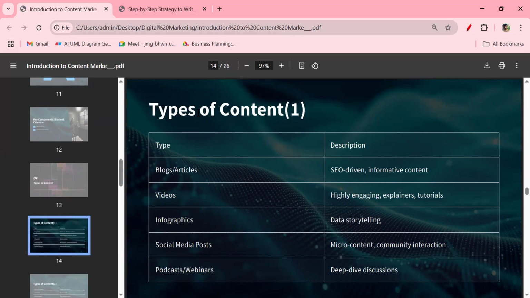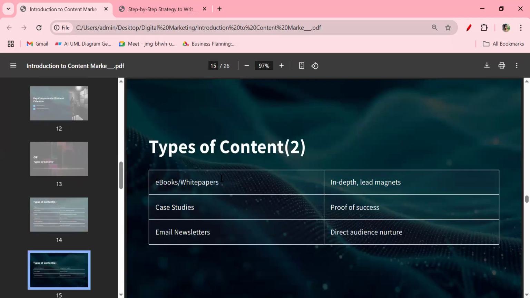Okay, so for types of content, we can see blog articles: SEO-driven, informative content. Videos: highly engaging explainers and tutorials. Infographics: data storytelling. Social media posts: micro content and community interactions. Podcasts and webinars: deep dive discussions. The other types of content are ebooks and white papers: in-depth lead magnets. Case studies: proof of success. Email newsletters: direct audience nurture.